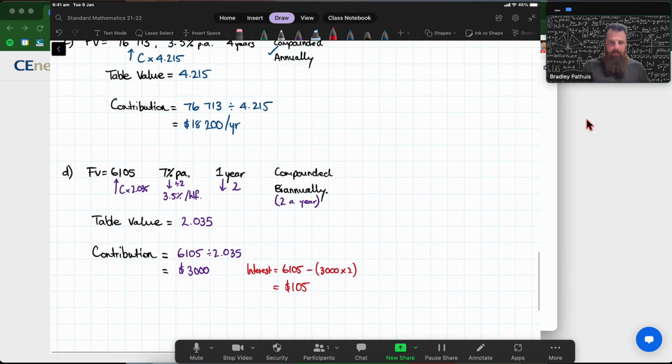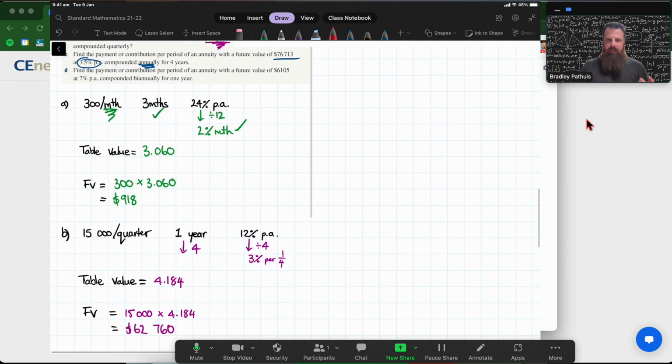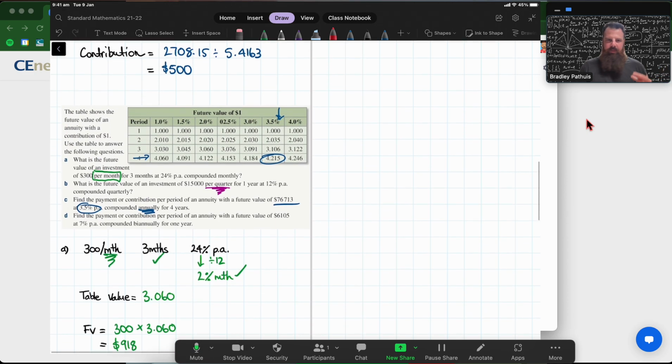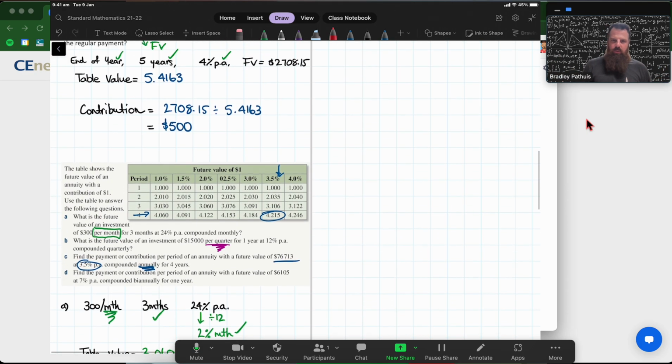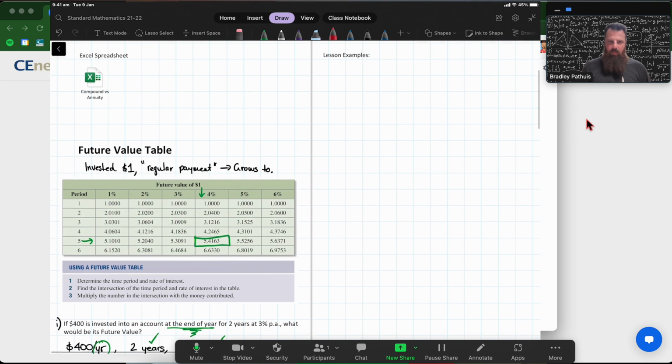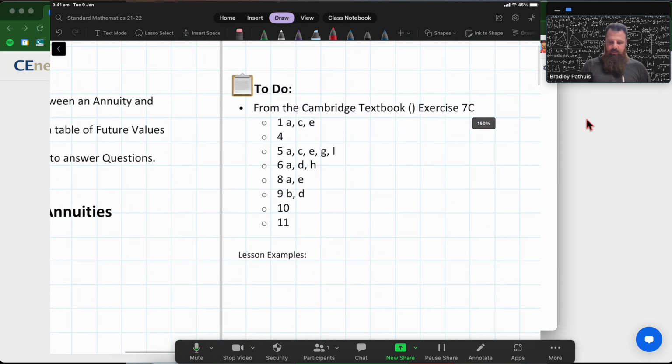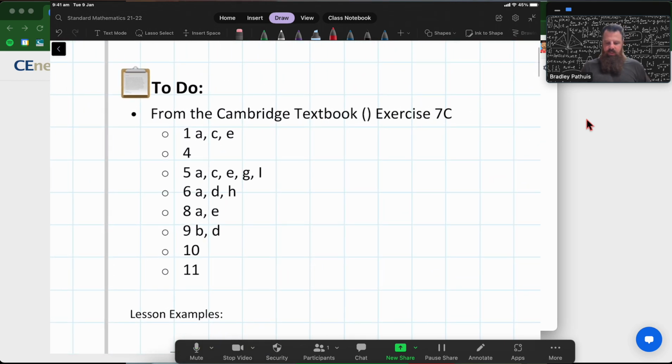All right, I hope that helps. If none of it makes sense, shoot me an email. I'll try and clarify some things for you that way. Otherwise, from the Cambridge textbook, I'd like you to do exercise 7C and those questions there from exercise 7C, and I'll catch you guys later.